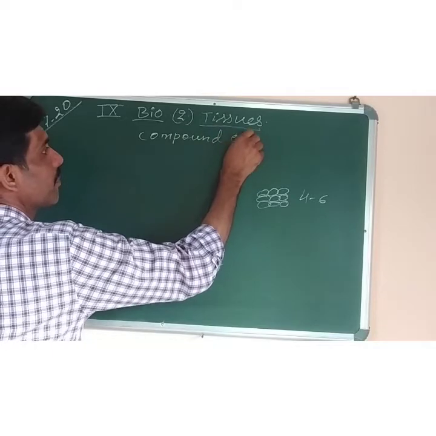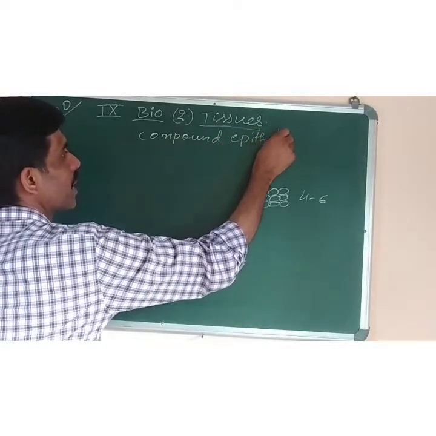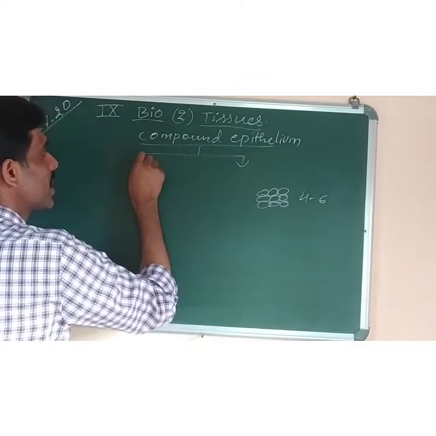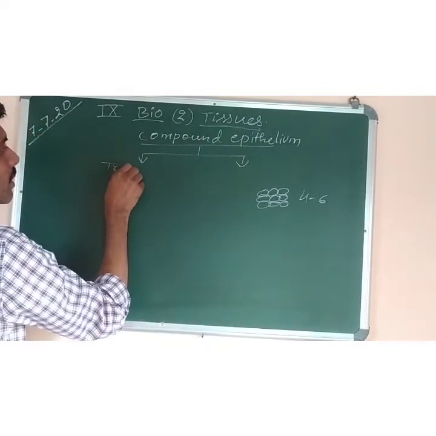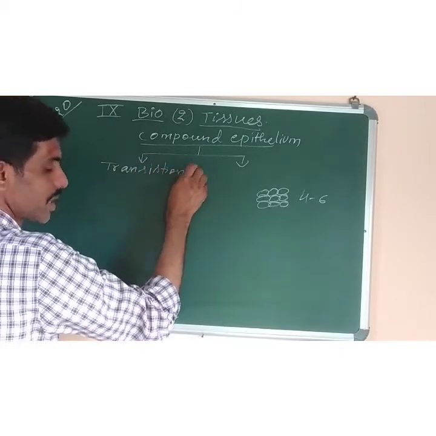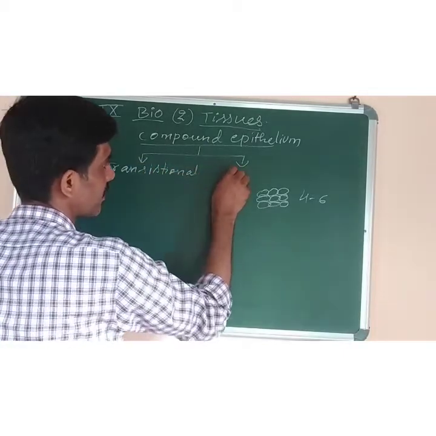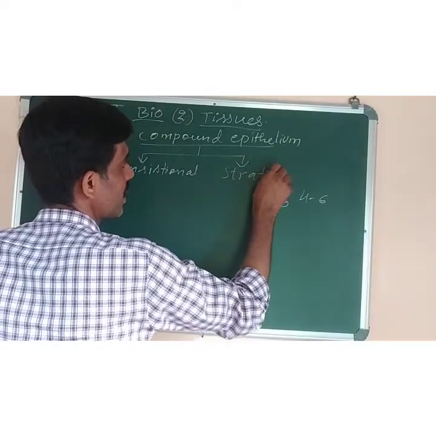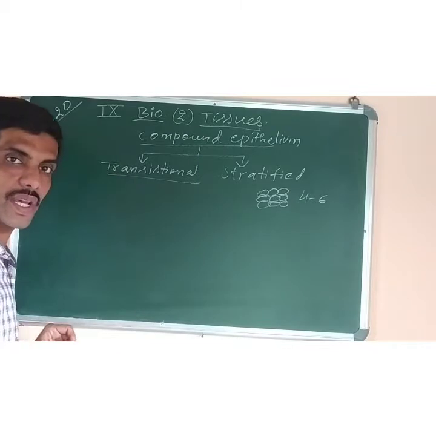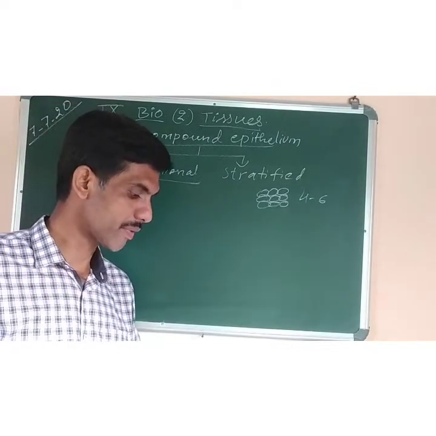Compound epithelium is made up of two different types. What are they? Transitional and the second one is stratified compound epithelial tissue. So the first one we are doing is transitional epithelial tissue, made up of 4 to 6 layers of cells.